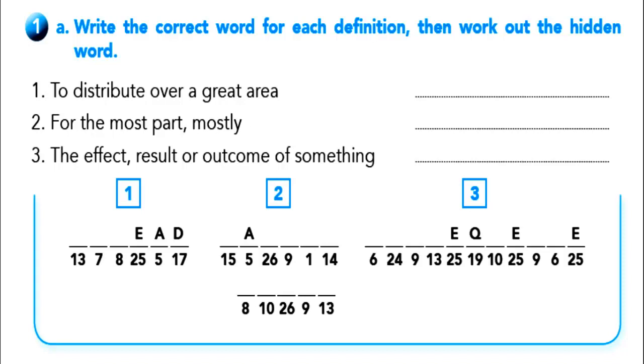The first sentence, to distribute over a great area. What is the meaning of this definition? The second one, for the most part or mostly. Number 3, the effect, result, or outcome of something. Try to think of the answer to this question. Take your time and then come back to check the answers with me. Pause the video and come back when you finish.